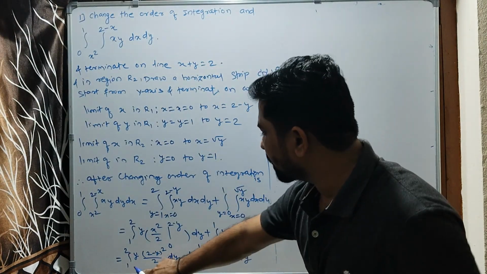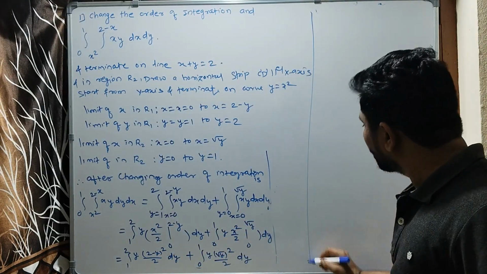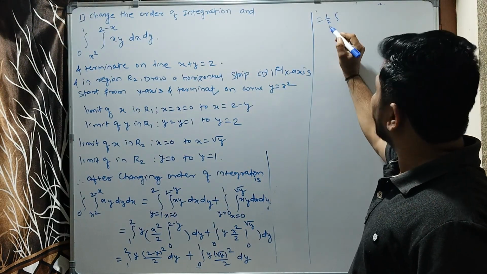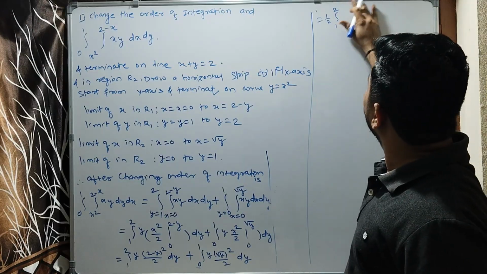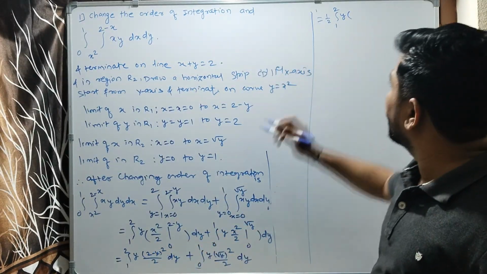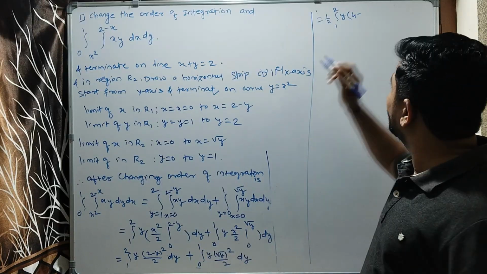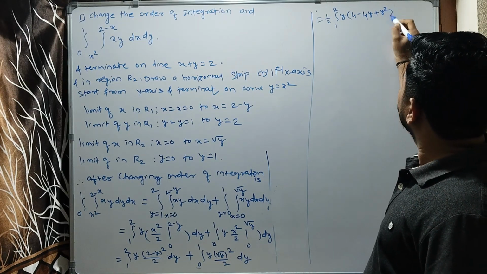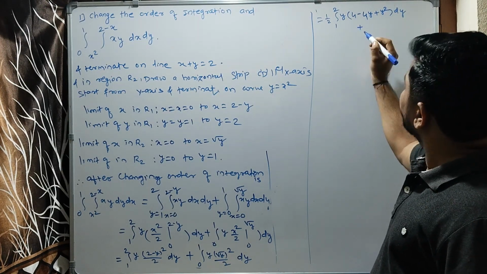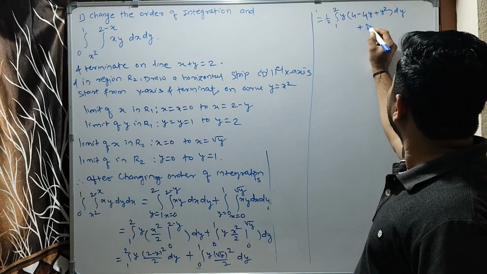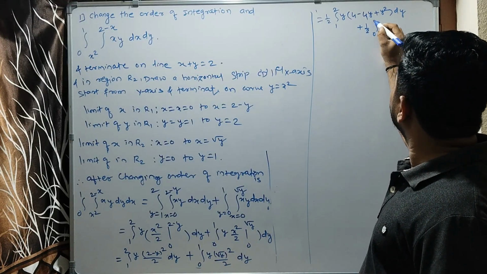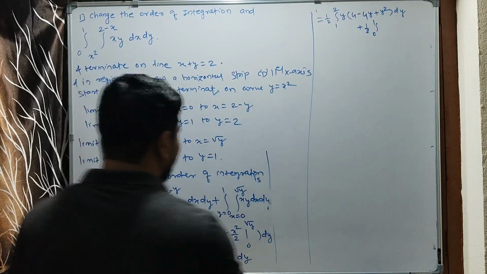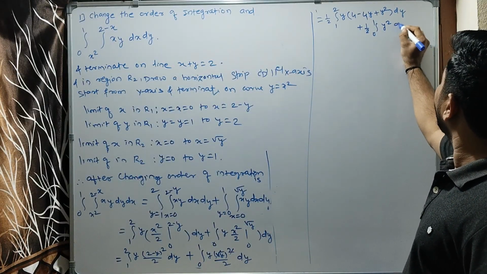Now just expand this. I will take 1 by 2 common as an outside constant, with limits 1 to 2, y times a minus b whole square, which is 4 minus 4y plus y square, dy, plus in the same way 1 by 2 constant outside, 0 to 1, where square and square root get cancelled, this is y square by 2, so simply y square dy.